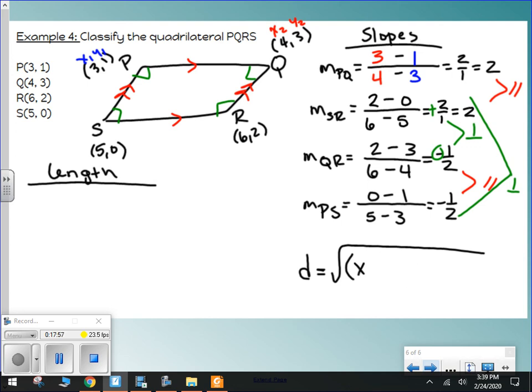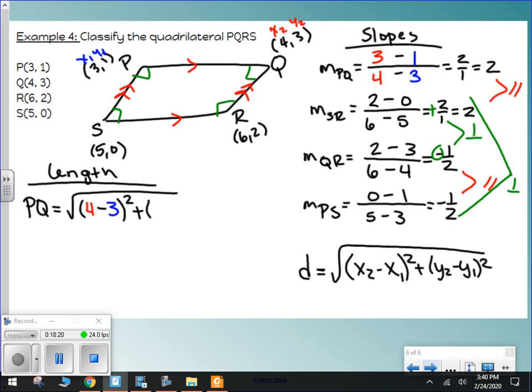So my x2 is 4 minus my x1, which is 3. And I square it. Then I add it to my y2, which is 3, minus my y1, which is 1. Okay. All I do is type that whole thing in my calculator, making sure to use parentheses where I wrote my parentheses, and I get the square root of 5. Okay. Now I do distance formula on all the sides.